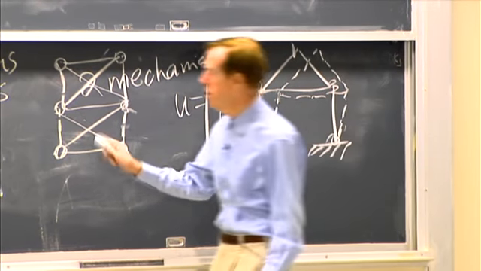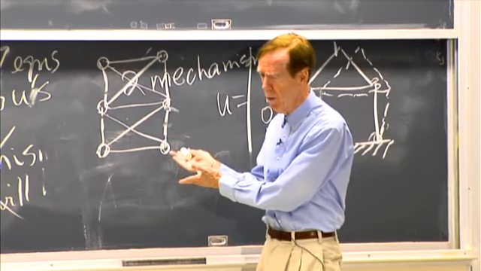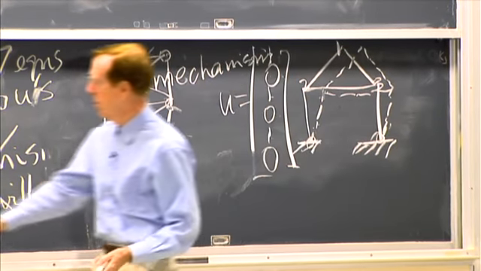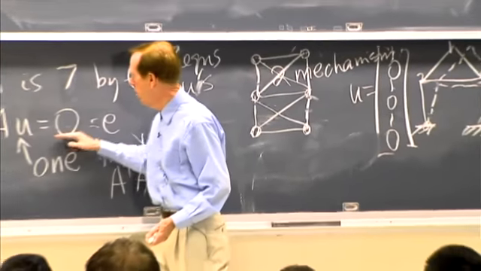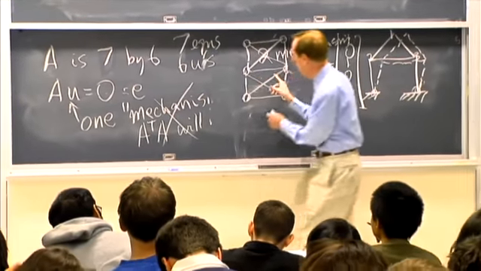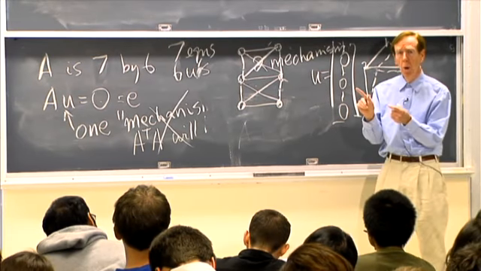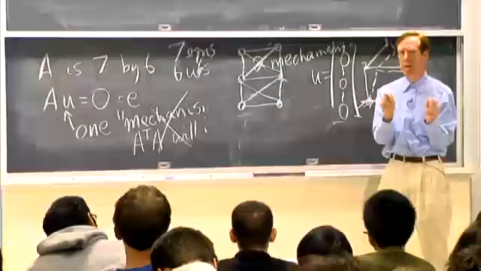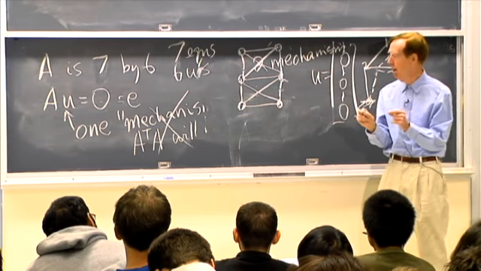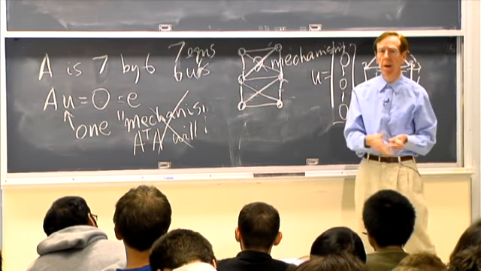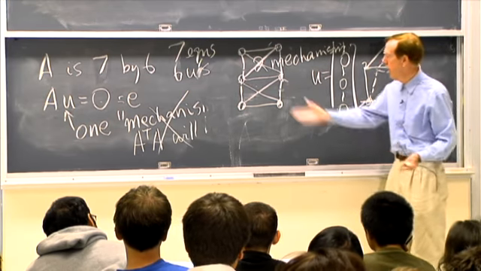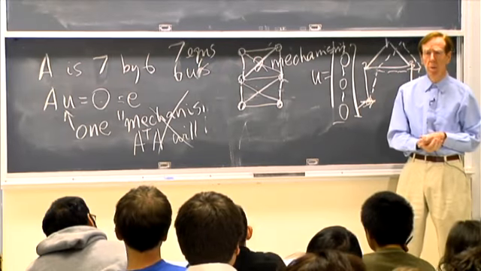Are there solutions? You haven't even seen the matrix A, of course, but you've seen the truss. That's what matters. How many solutions? Are there solutions to AU equals 0? Are there ways that this truss could move without stretching? And what are they, and how many are there, and what name should we use? Okay, what are they? How could that move without stretching?